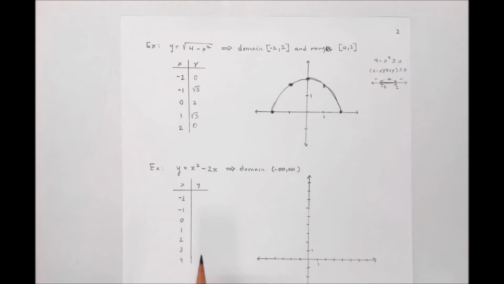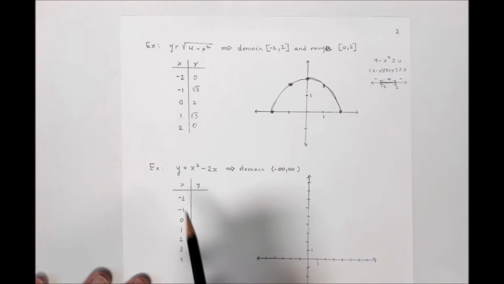The domain here is the set of all real numbers, because you don't have to worry about the square root of a negative or 0 in the denominator. And so I'm going to go ahead and not complete the square, not put it in vertex form, but I'm going to substitute some values in.